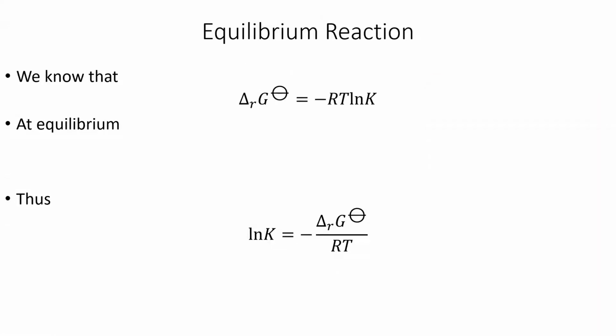So, equilibrium reactions. What we know is that the standard state reaction Gibbs energy, delta Rg, is equal to minus RT log K when you are at equilibrium. Now, when you are at equilibrium and you have this above equation, you can rearrange it as follows. The log of K is equal to minus delta Rg on RT. Very simple, very straightforward.